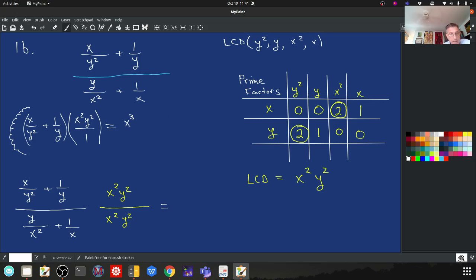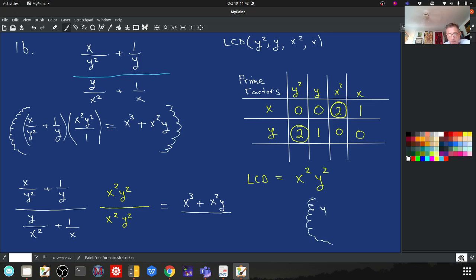So x squared times y squared times 1 over y. Well, y squared divided by y is y. So x squared times y squared divided by y is x squared y. So my top value is x cubed plus x squared y. I'm going to do the same thing down here. Maybe I'll come over here and do it.